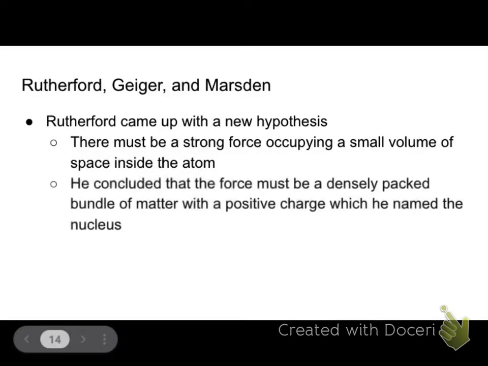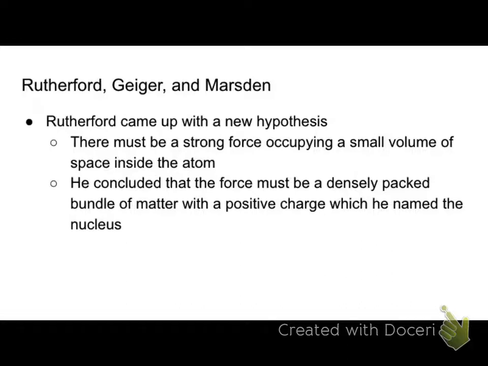And then they said that this force must be a densely packed bundle of matter that has a positive charge on it. Because, remember, alpha particles are positively charged. So, they should only be repulsed like that by something that has a positive charge on it. So they said it has to be very dense, occupying a very small amount of space, but because these alpha particles were so massive, they knew it had to have a significant amount of mass, right? And density is your mass divided by your volume, so lots of mass, tiny amount of space, you're having a very high density on this thing. And he gave this area its name. He called it the nucleus.